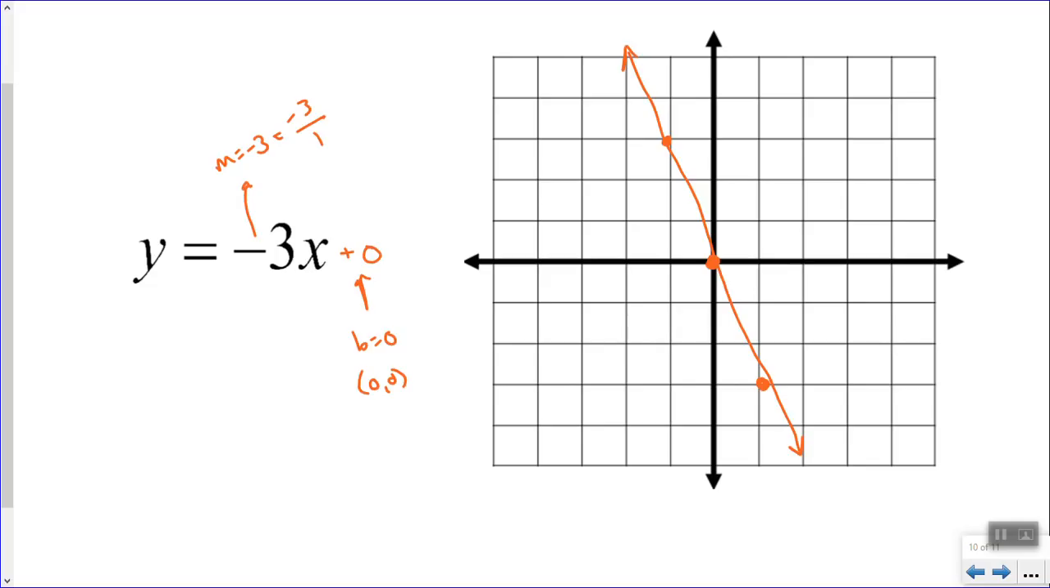Alright, so if we look at this equation, we have a slope of -3, which is the same thing as -3/1 or 3 over -1. I don't have a y-intercept written down, so that means that my y-intercept is 0, or the origin. So we start in the middle of our graph, we rise our -3, we run 1, then we go backwards, we rise +3 and run -1.